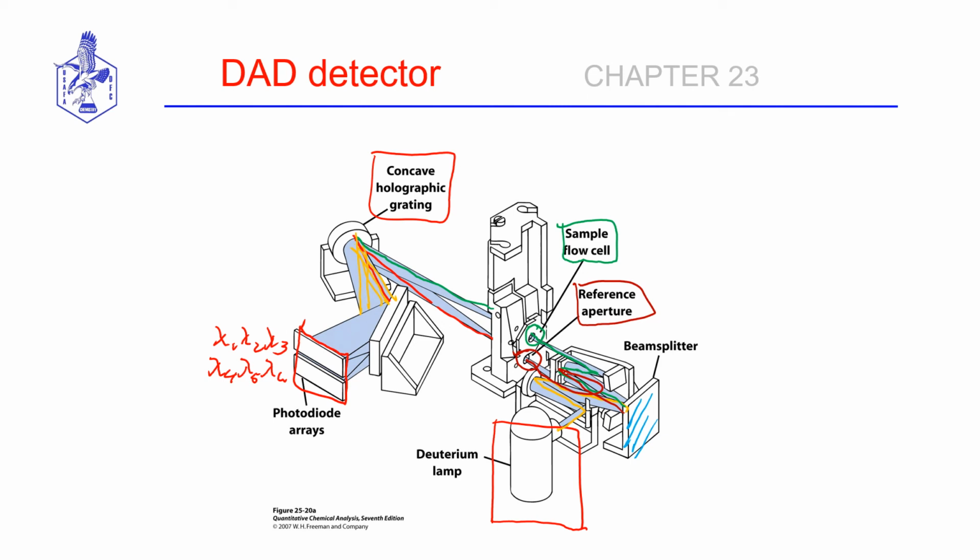So once again, the computer is able to say, hey, I want to follow the absorbance at a particular wavelength as a function of time as components come off the end of my column. And so indeed, you're going to see different things coming off at different points in time at that particular wavelength.